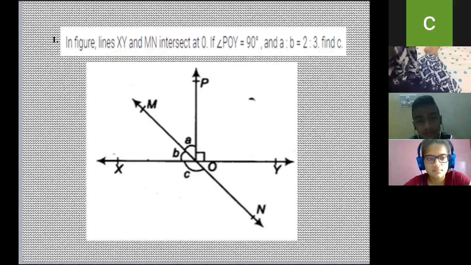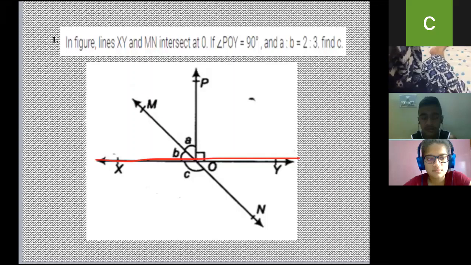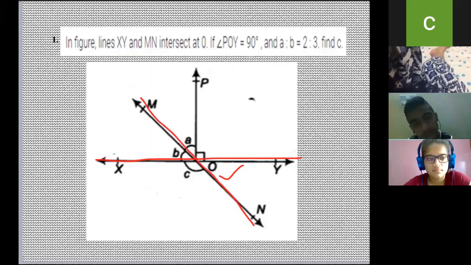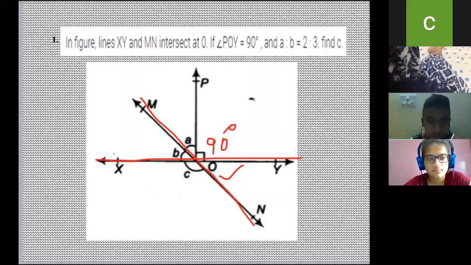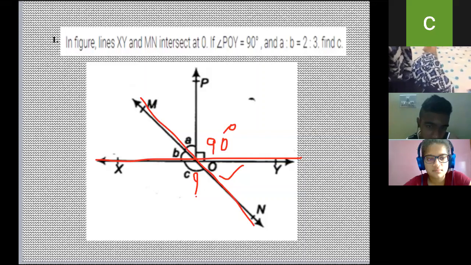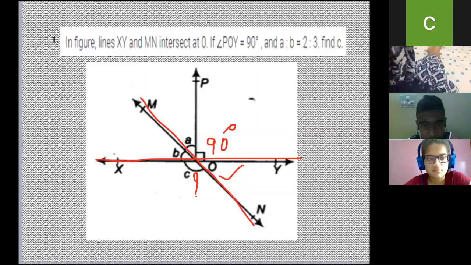Now, in this figure, lines XY and MN intersect at O. If angle POY is 90 degrees, this is given as 90 degrees, and A is to B. What are these A is to B? These two are angles formed between POX. If A is to B is 2 is to 3, then find C. They're asking us to find the value of angle C.